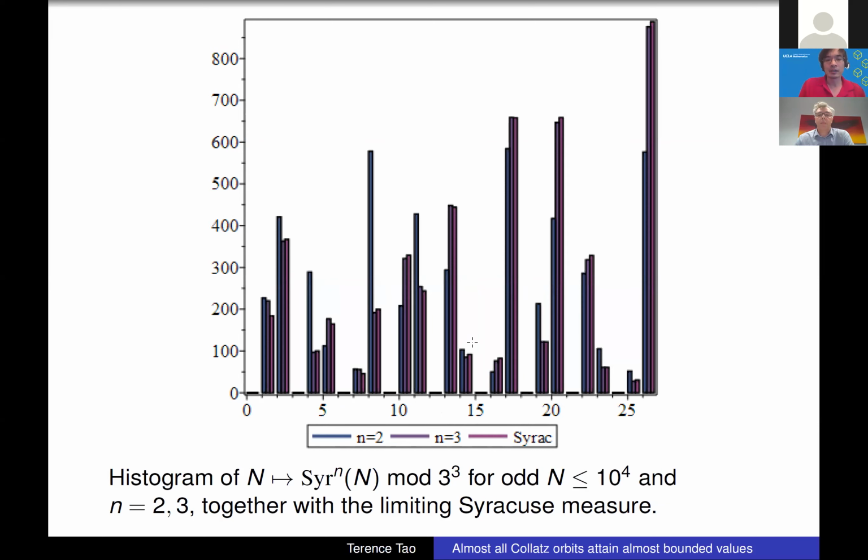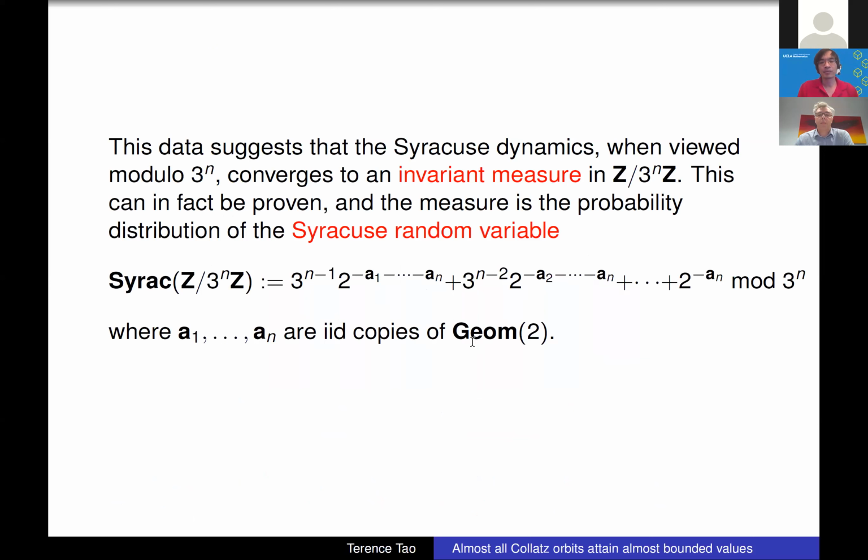Okay, so you can show that if you just look at what happens mod some power of 3, like mod 3, mod 9, mod 27, the distribution of the Syracuse map does jump around a bit, but it does converge to an explicit measure, which then becomes invariant. Once you have that measure, it doesn't change. So there's an invariant measure on the cyclic group, which I call the Syracuse measure, and it's the distribution of a certain random variable.